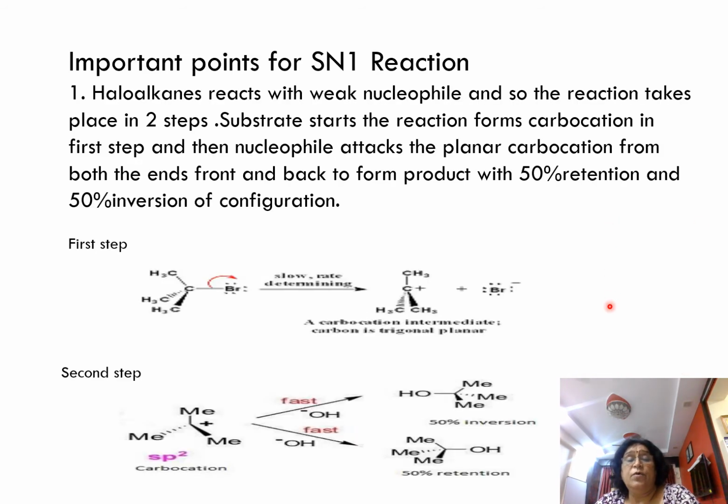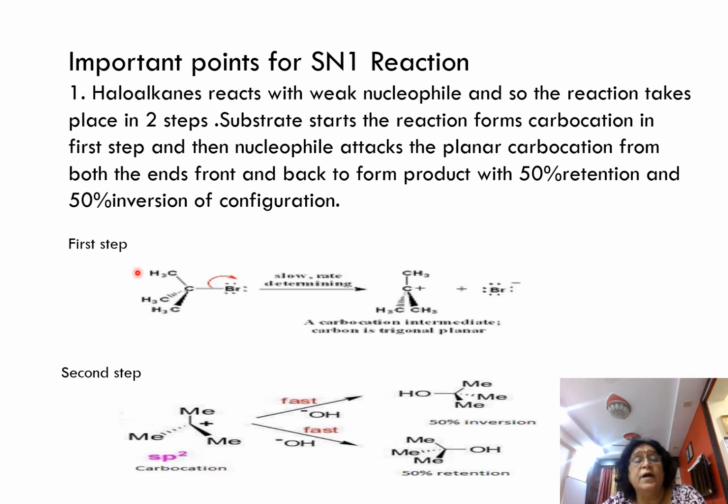Clear? Now, what are the important points for the SN1 reaction? Let us see. Firstly, we said the reaction happens in two steps. And it happens with a weak nucleophile. The reaction requires a weak nucleophile. So, because the nucleophile is weak, what happens?